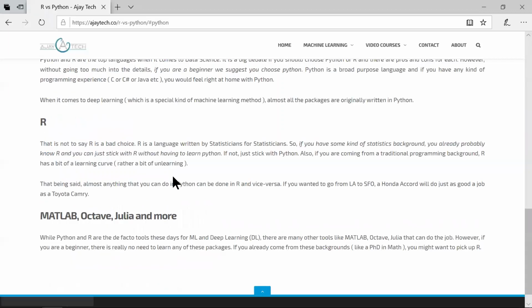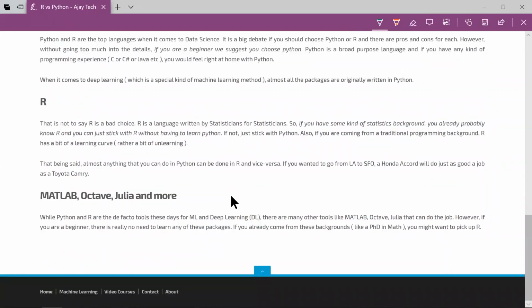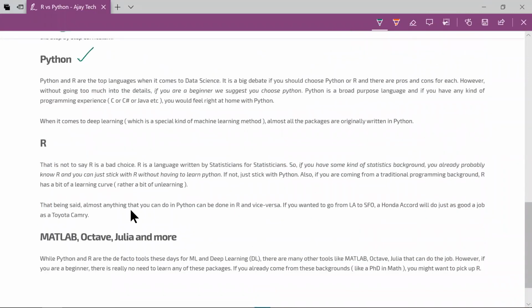Okay, so when you compare Python with R, the next thing is, which language should I learn? We know for sure that we have to learn a language. So which language should we learn? Python, R, these are the two choices. I strongly recommend Python if you are a beginner. Now, there are some experienced folks who come from statistics backgrounds or other kinds of backgrounds. They can choose R, not a problem. But beginners, I strongly recommend that you choose Python.